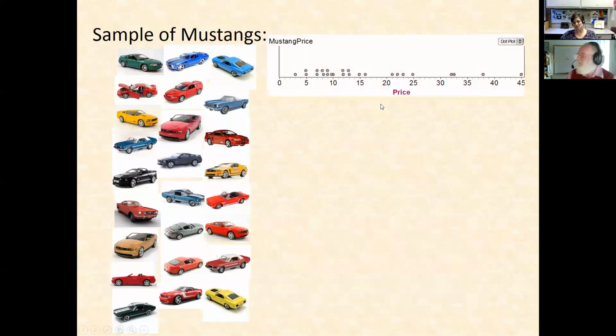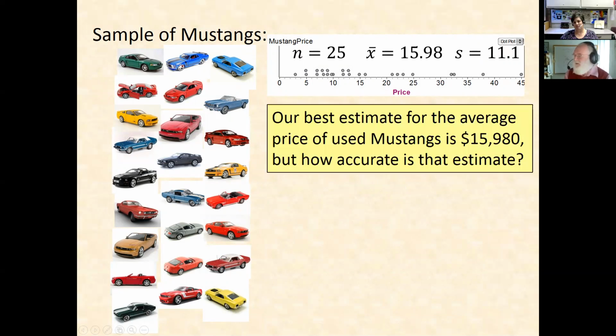And here's the distribution of price. This is in thousands of dollars. Here are some summary statistics for that. For the 25 cars, the average price was about $16,000 with a standard deviation of about $11,000. And so that's our best estimate. Based on our sample, we can guess about $16,000 is the average price of Mustangs, but we don't know how accurate that estimate is.